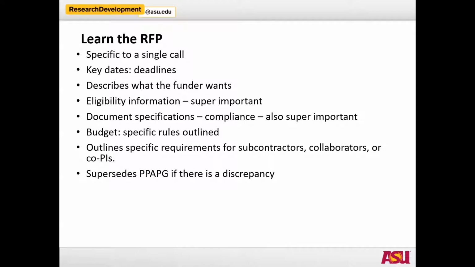Okay, so with NSF, there is another document which applies to all of NSF for that year, and it's the PAPG. And we'll talk about that in a minute.